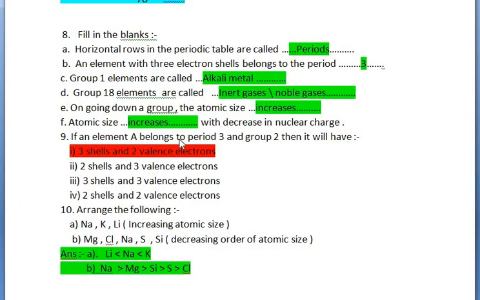If an element A belongs to period number 3 and group number 2, then it will have 3 shells just because it belongs to period number 3 and group number 2. Group represents the number of valence electrons present in an atom. So the valence electrons present in this atom are 2, right?